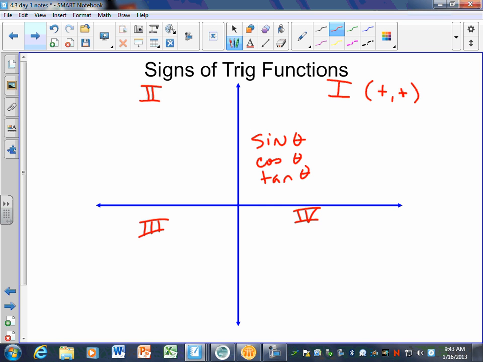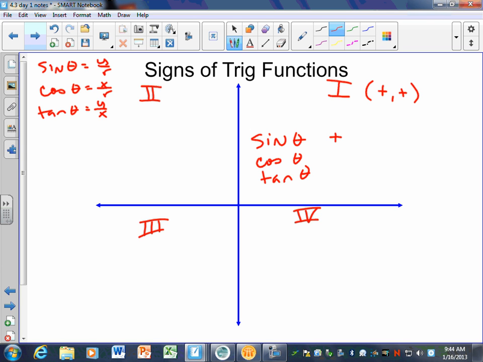And again, just think about the ratios. I'm going to write this over here just to remind us. Sine is y over r. Cosine is x over r. Tangent is y over x. If sine is y over r, is sine going to be positive or negative in quadrant 1? Because y is positive. Can r ever be negative? No, because it's Pythagorean theorem, it's always going to be a positive number, so r is always going to be positive. You're just looking at the y and the x. So sine is always going to be positive in quadrant 1.